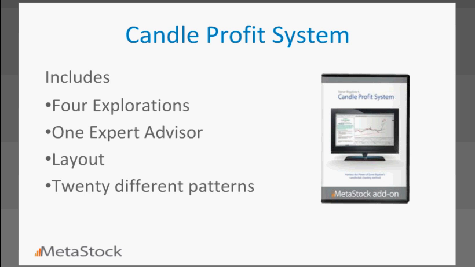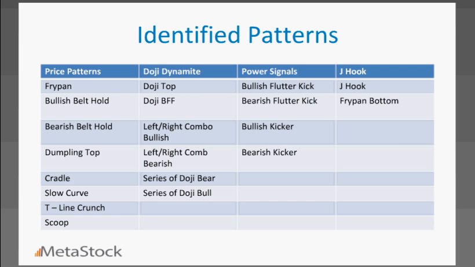Metastock. What you get in Candle Profit Systems from Steve Bigelow is 4 explorations. Those are the explorations that identify those patterns on the chart for you. You get the expert advisor. That's basically what identifies the pattern for you, shows them on the chart, and gives you commentary that explains the pattern and tells you the kickers and what else might be going on the chart. Layouts are on there. And again, it's 20 of Steve's most popular patterns, the ones that he likes to trade with. And here are the patterns that we're identifying.